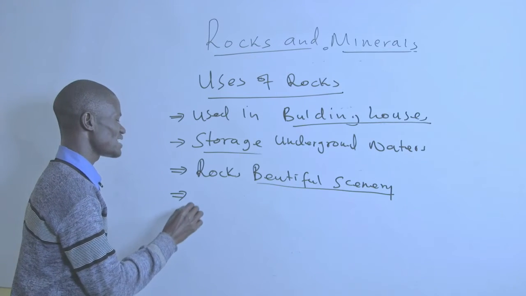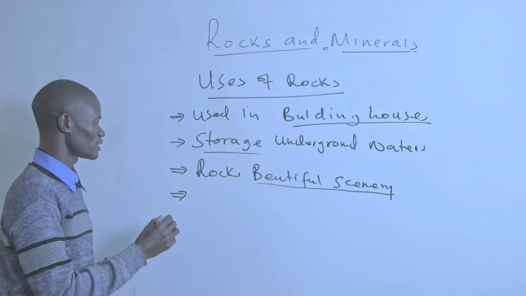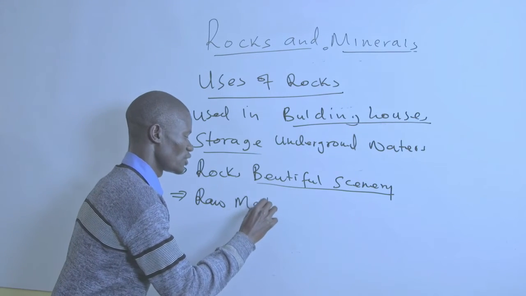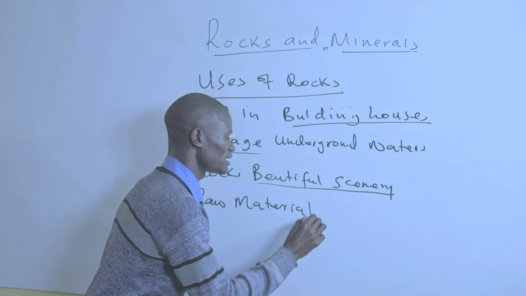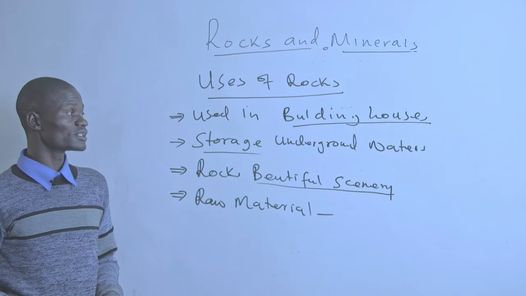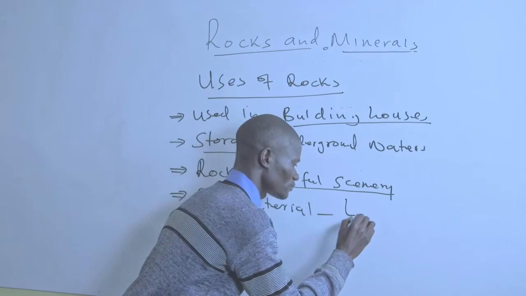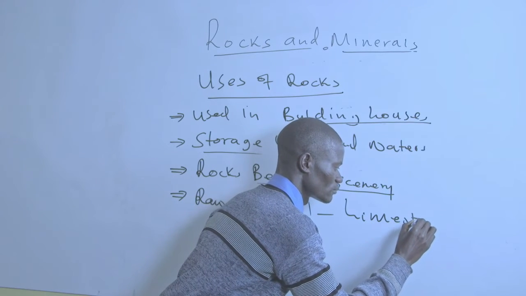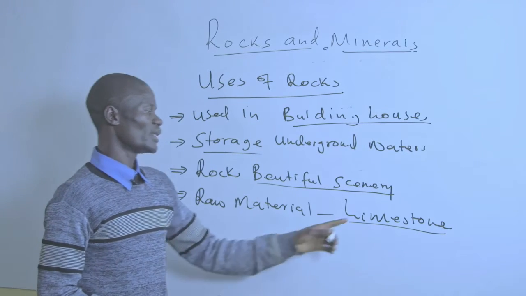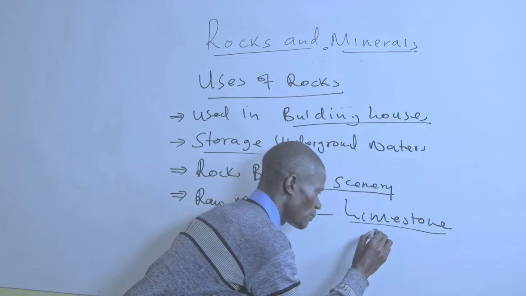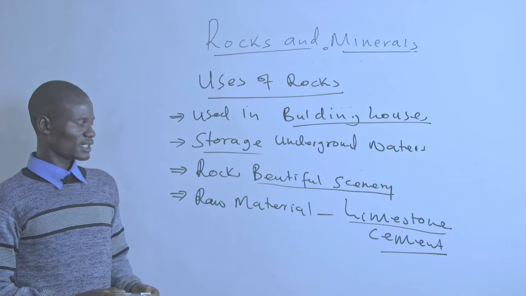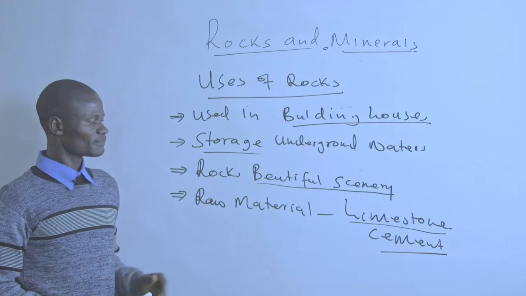Rocks also provide building materials, such as the raw materials for building. Rocks provide raw materials that can be used in a building. For example, we have looked at limestone. Limestone is a rock that when extracted gives a product that is called cement. Cement is a raw material that is used in a building.